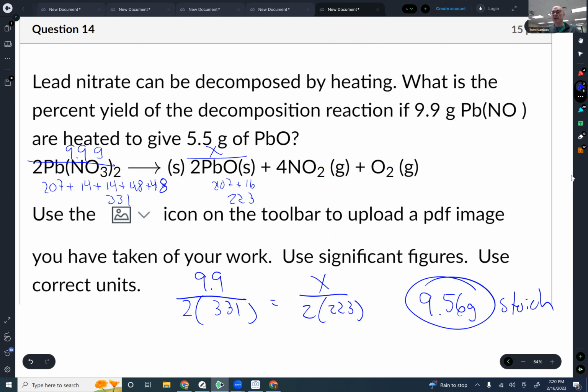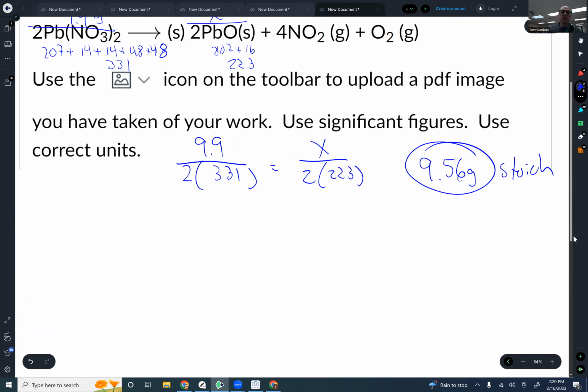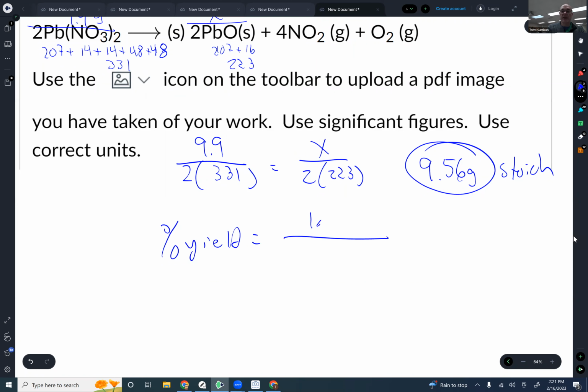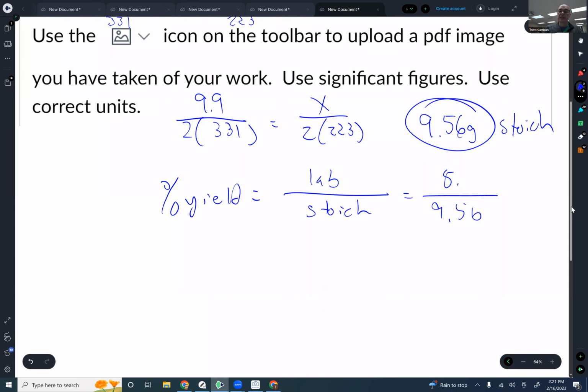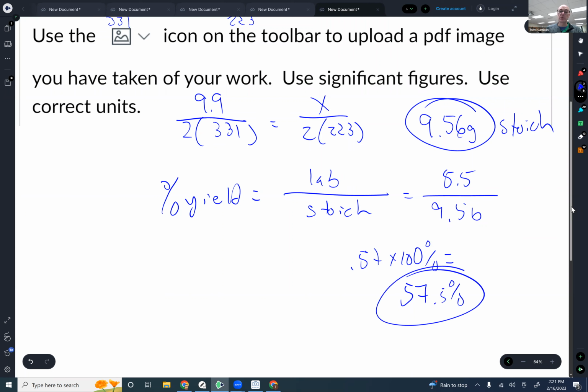So now percent yield is a formula where you're going to do the lab value divided by the stoic value. So we just calculated the stoic value as 9.56. The laboratory value was only 5.5. All right, so I'm going to do 5.5 divided by 9.56, and I get 0.57, which you multiply by 100%, and you get 57.5% or somewhere close to that.